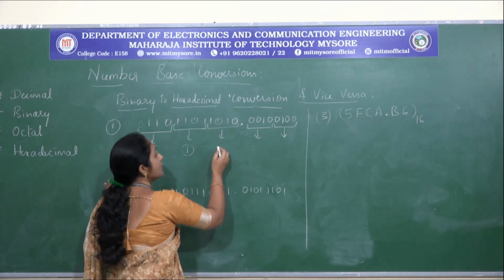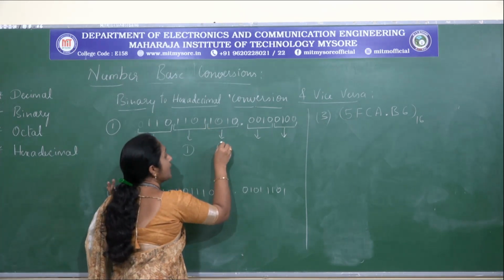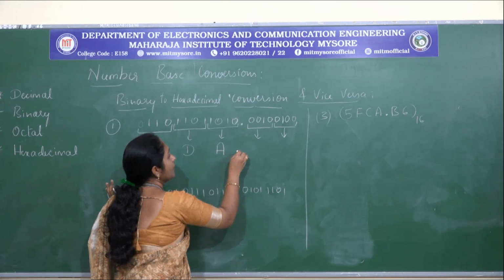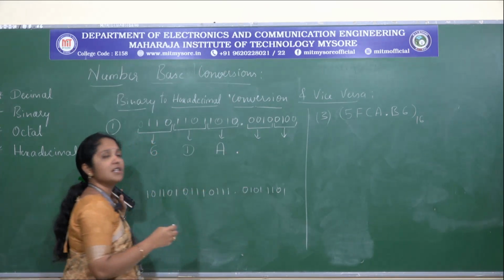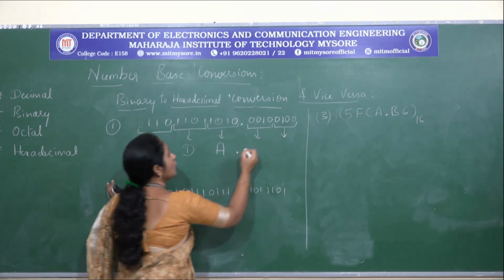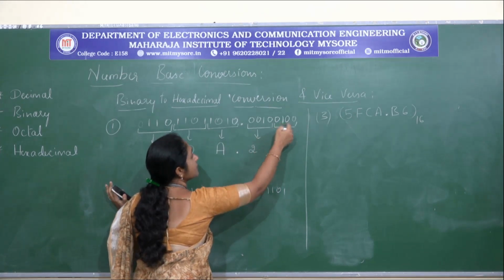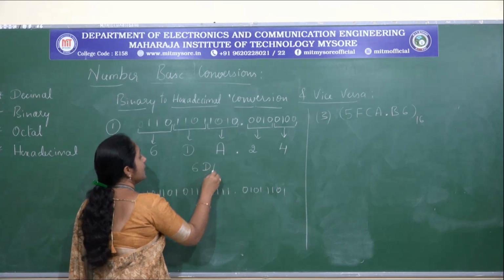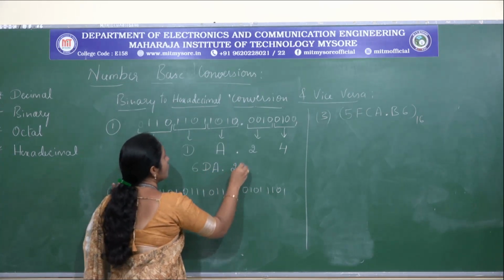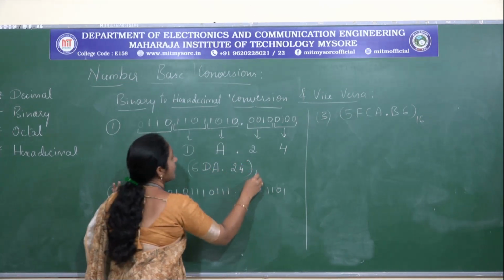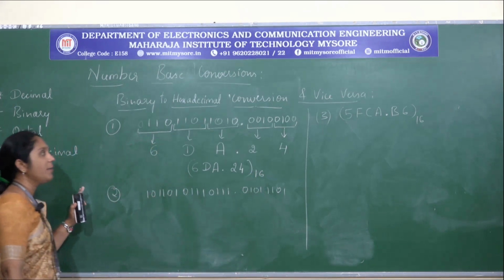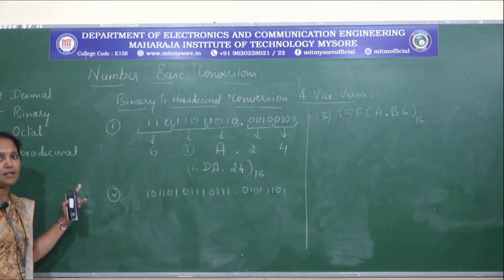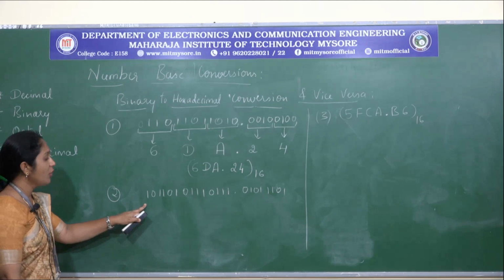Next we have 1010. 1010 is 10. 10 is A. Dot. Next 0010. 0010 is 2. Next 0100, 4. Therefore 6DA.24 is the equivalent number for the given binary sequence in hexadecimal number system. Next, what do we have?